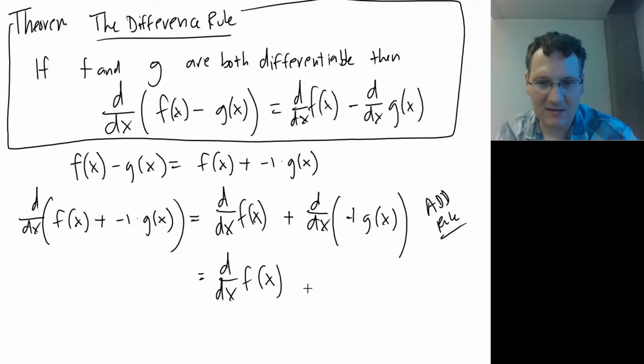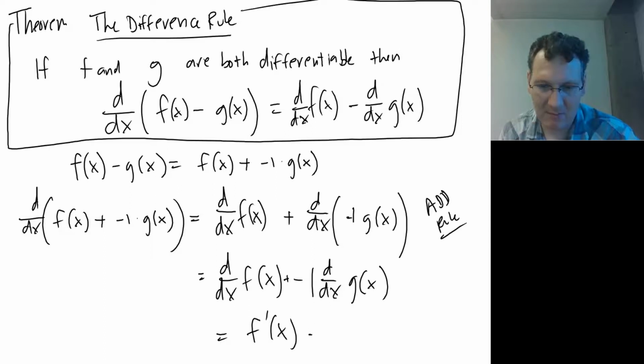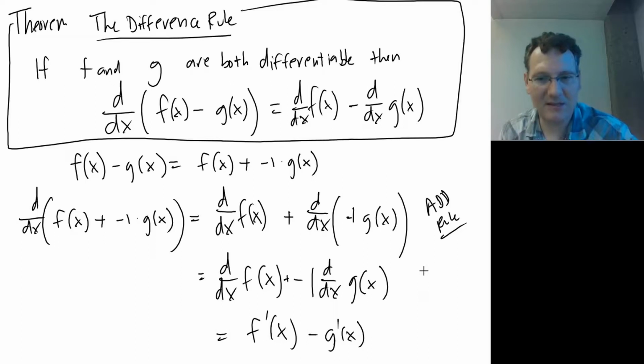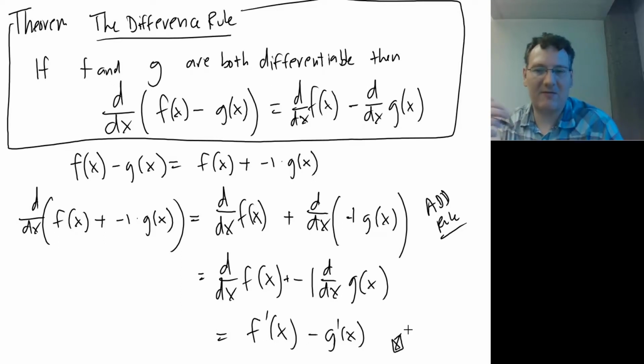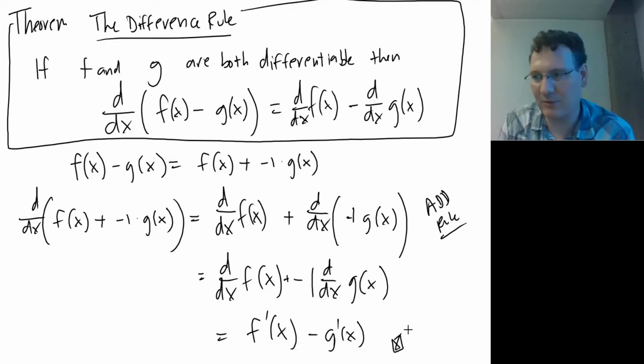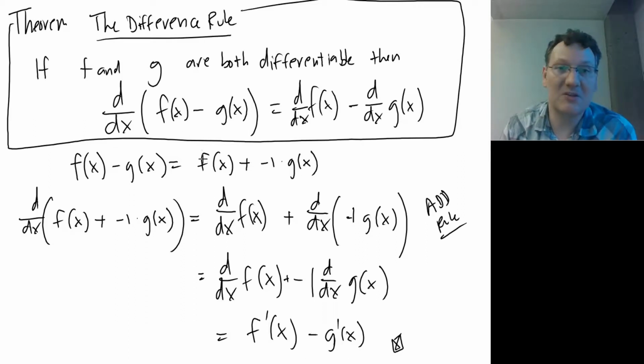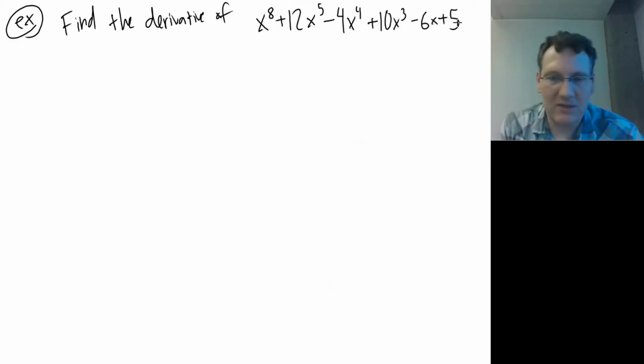And by the constant scalar rule, we can take the minus 1 out, and we can write minus d over dx of g of x. So this is just f prime of x minus g prime of x. And so that's the proof of this. It comes, as I said, from the addition rule and the constant scalar rule, or constant multiple rule, I should say. So let's take this example.